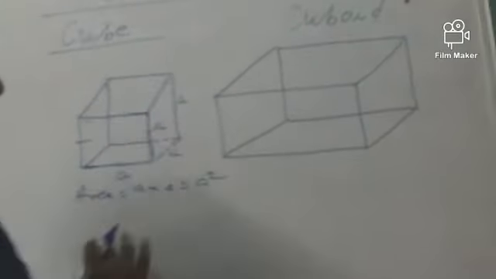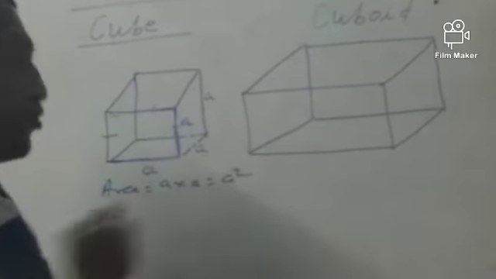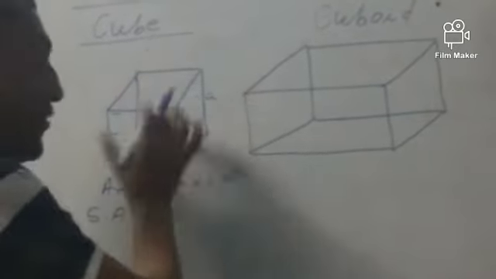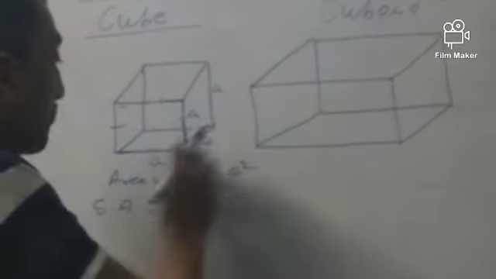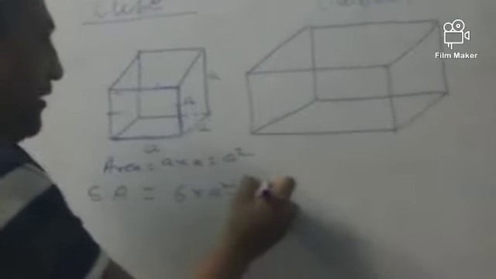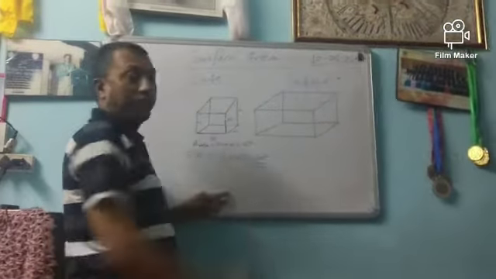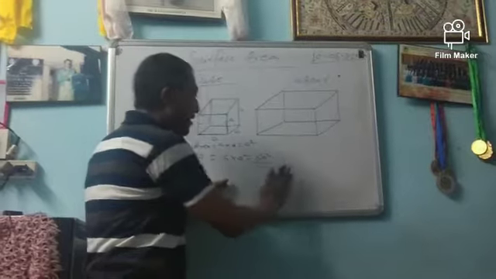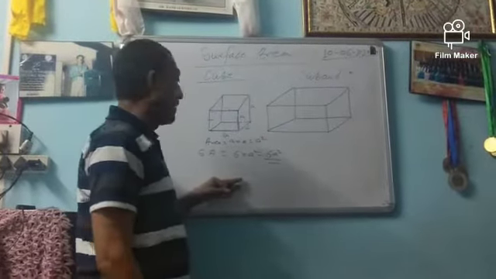Now we know the total of 6 faces are there. So when you find the total surface area, it is 6 times the area of each face, and the area of each face is A square. So it will be 6A square. So the surface area of a cube is 6A square. When the side is given, we can find the surface area.